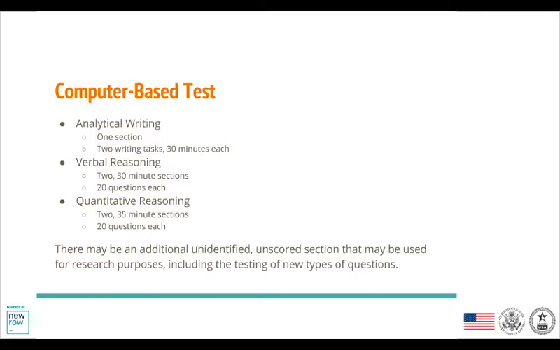So the computer-based test is broken up as such. There's an analytical writing section with 2 writing tasks, and these are actually composition sections. So you will actually write an essay. Each of these essays is limited to 30 minutes, and so we'll talk briefly about what those look like in a few moments. Verbal reasoning, there are 2 30-minute sections, which are each composed of 20 questions.